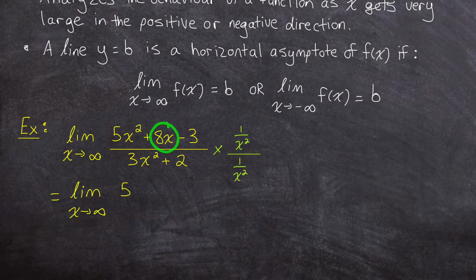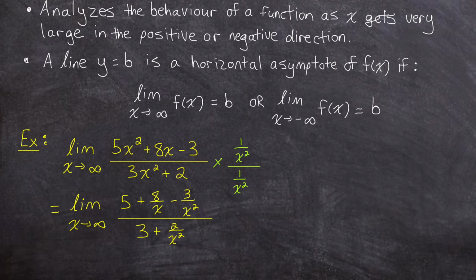This term becomes 8 over x, and this term becomes negative 3 over x squared. And then in the denominator, 3x squared divided by x squared is 3, and 2 divided by x squared becomes just 2 over x squared. And now using the limit laws I taught you in the last section, to find the limit of this whole function, I can just look at the limit of each of these individual terms as x goes to infinity.